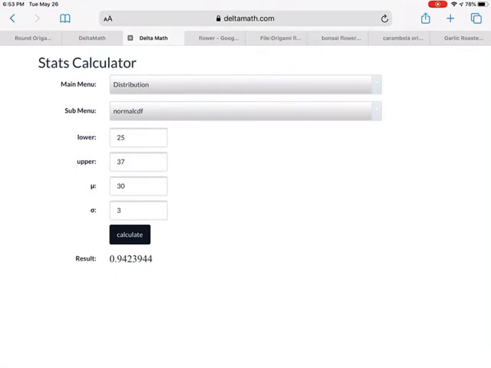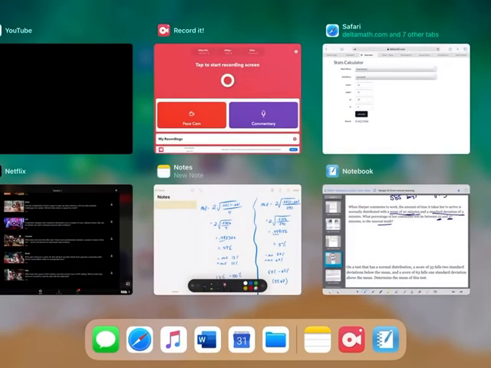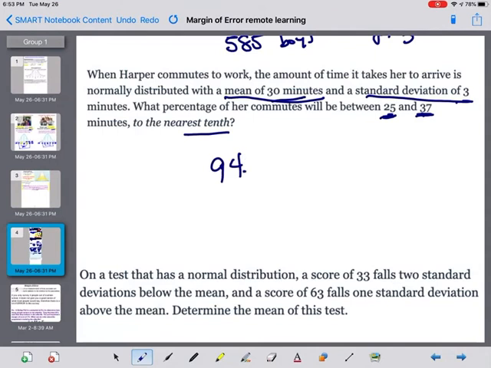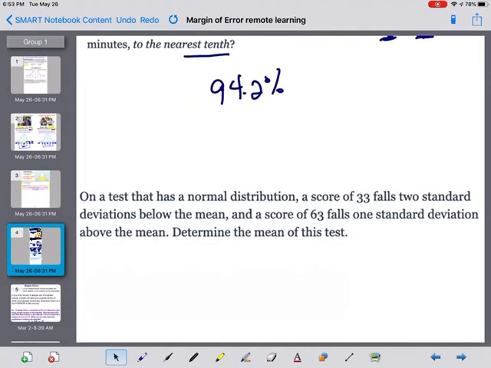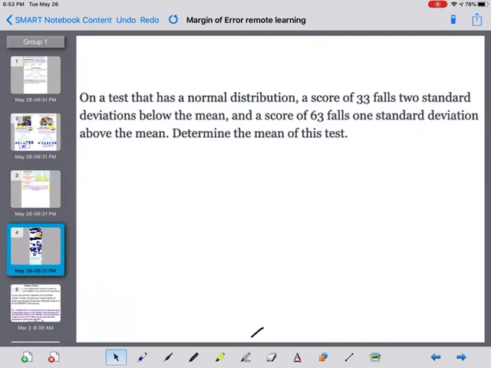Okay, so I convert that to a percent, 94.2%. What do they want me to round to? So this would be 94.2%. Okay. Last one of this before we move on to the last topic.